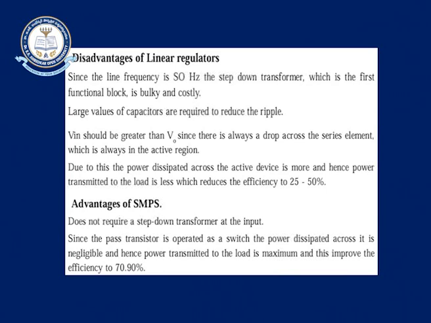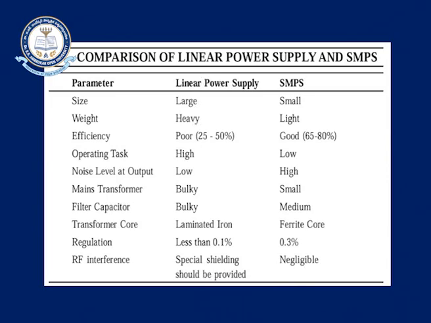So, what are the advantages? You can go for the SMPS advantages. The linear line frequency is 50 hertz, with a step down transformer, which may be bulky and costly. Here disadvantages also are there. In SMPS it is not required to have any step down transformer. So, this is the comparison with the linear power supply.